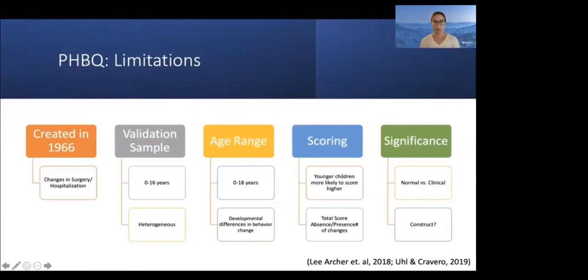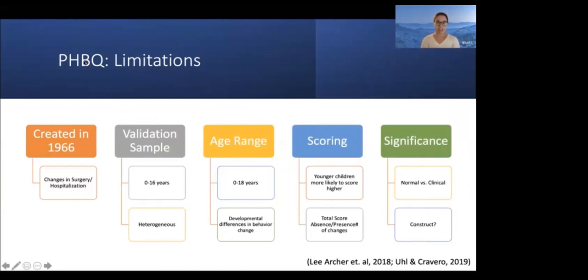Despite its common use, the PHBQ presents with many different limitations. First of all, the measure was created back in the 1960s. And as we all know, surgery methods, anesthesia, pain control, and hospital course have all changed significantly since then. Additionally, the validation sample was also from the 1960s. And the sample makeup itself was quite variable, including kids from 0 to 16 undergoing various types of surgeries and different durations of hospital stay.